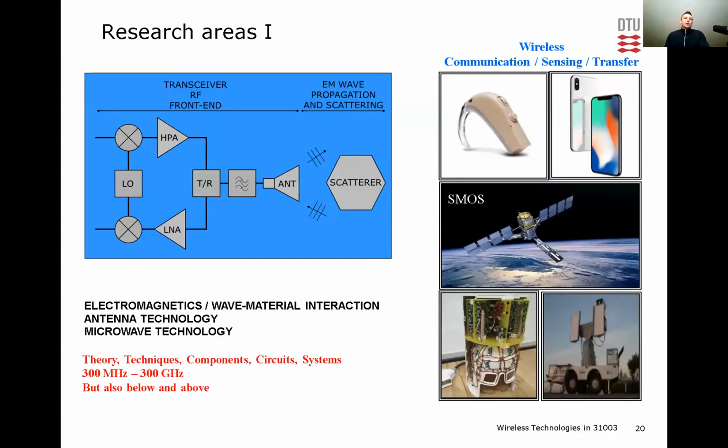We mainly focus on high frequency electronics, on front ends of these communication systems, but we are also experts in antennas and propagation properties of electromagnetic waves, as well as how these waves interact with different scatterers, with different bodies. And this has a wide variety of applications from communication to sensing to energy transfer.